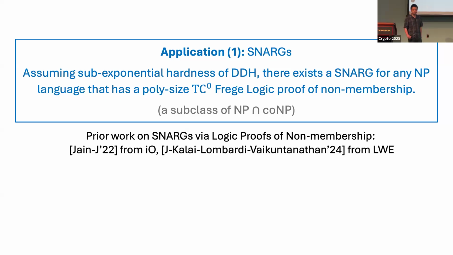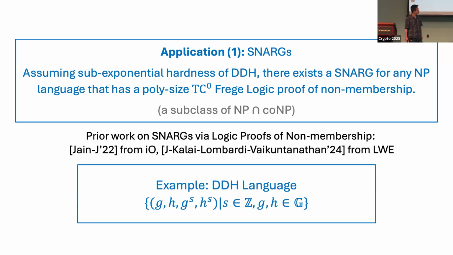Why this is interesting: recently, previous work constructed SNARKs for this logical proof of non-membership by using either iO or the learning with errors assumption. And our work improved the assumption of iO or learning with errors to sub-exponential DDH. As an example of this class of languages, we show the DDH language, which consists of all the DDH tuples, has this TC0 logical proof of non-membership. So our result implies SNARKs for the DDH language from the sub-exponential DDH assumption, where the proof size of the SNARK doesn't grow with the size of the DDH group.